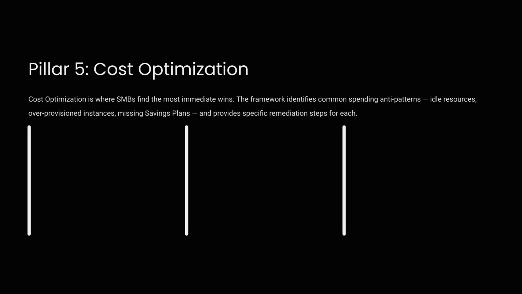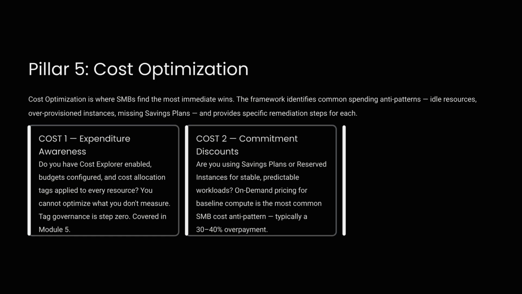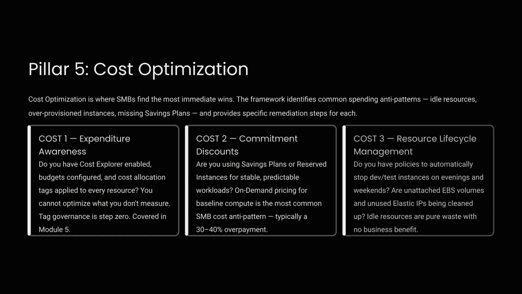Pillar 5, Cost optimization is where you find immediate savings. The framework helps identify anti-patterns, like idle resources, over-provisioned instances, or missing savings plans. Key focus areas include expenditure awareness through tagging, maximizing commitment discounts for stable workloads, and implementing resource lifecycle management policies.